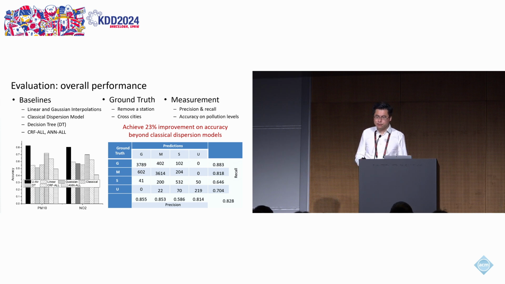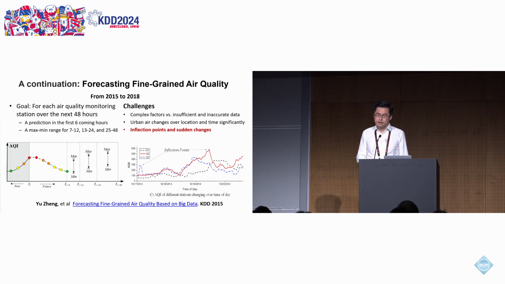And this is not the end of the story. Later on, the Ministry of Environmental Protection asked us if we can do forecasting rather than real-time prediction of undeployed locations. So for the next step, we do air quality forecast for each station over the next 48 hours. For the next 6 hours, we do a prediction for each hour, and for the rest of the time interval, we do a maximum span prediction.